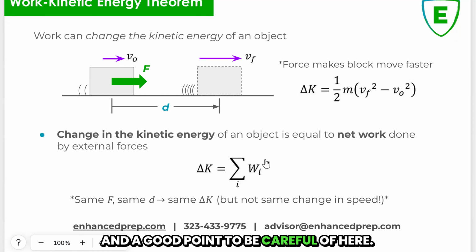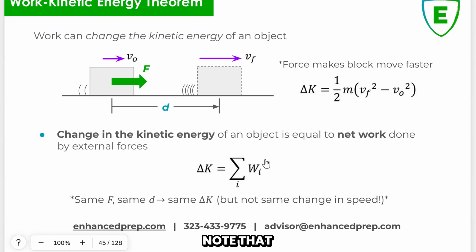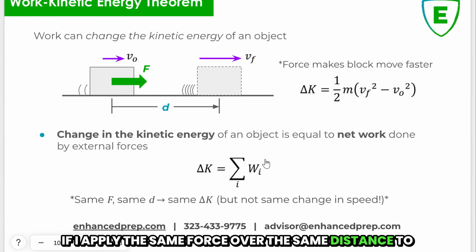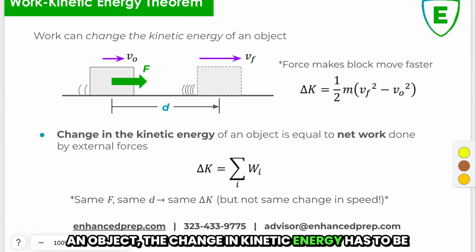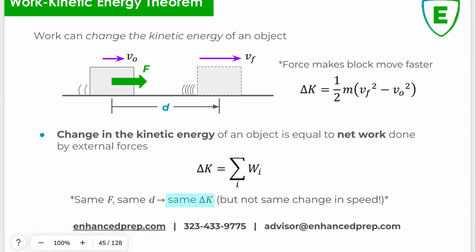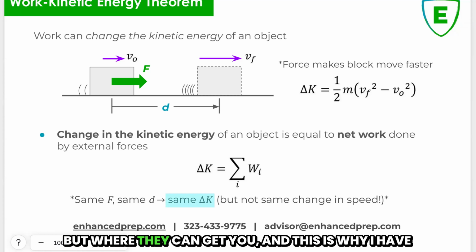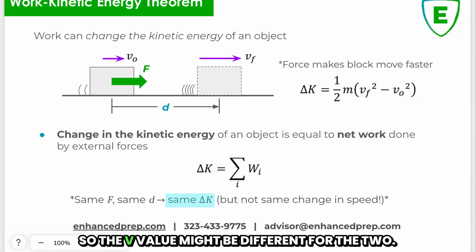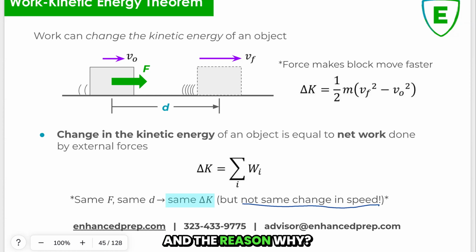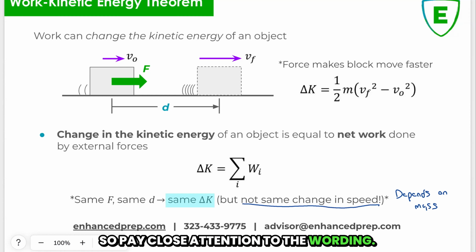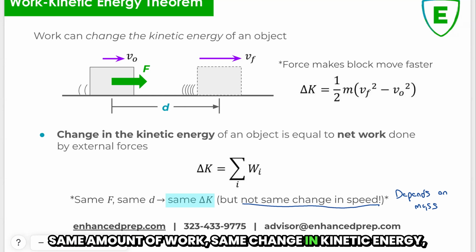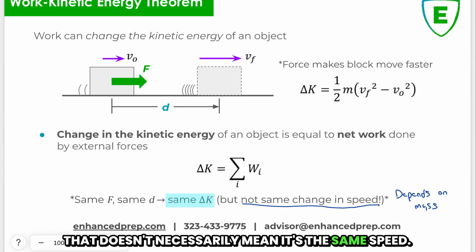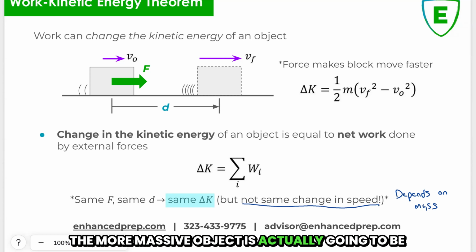And a good point to be careful of here. Note that if I apply the same force over the same distance to an object, the change in kinetic energy has to be the same. That is what this theorem is telling us. But where they can get you, and this is why I have to read carefully, may not be the same change in speed. So the v value might be different for the two. And the reason why, it depends on the mass. So pay close attention to the wording. Same amount of work, same change in kinetic energy, that doesn't necessarily mean it's the same speed. The more massive object is actually going to be moving slower.